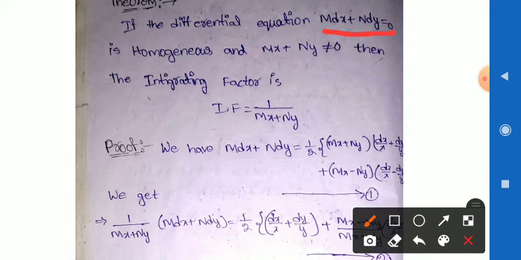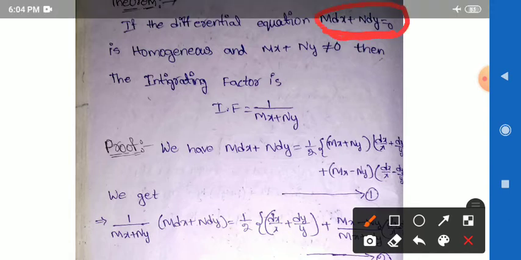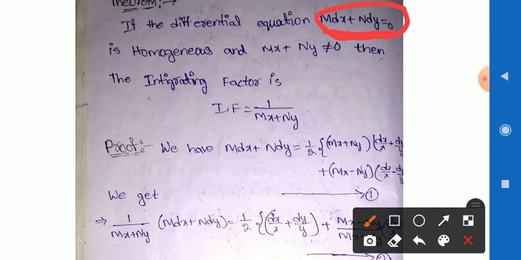The given equation M dx + N dy = 0 is a homogeneous differential equation. For this homogeneous differential equation, we have an integrating factor, that is 1/(Mx + Ny). Here M dx + N dy = 0 is not an exact differential equation. For this non-exact differential equation, I am simply calculating the integrating factor, that is 1/(Mx + Ny).